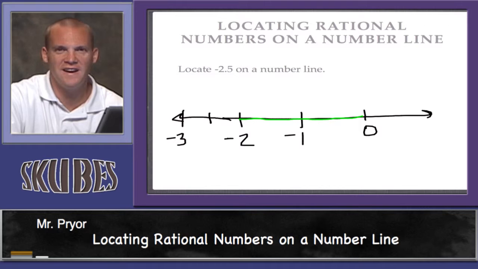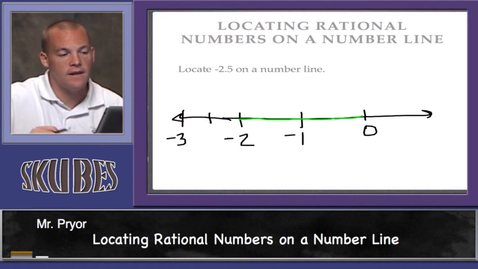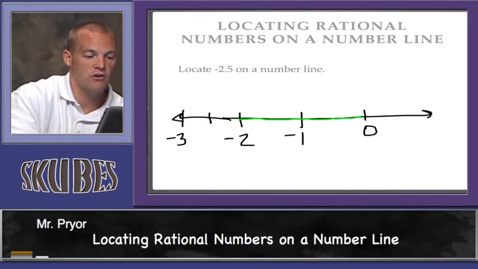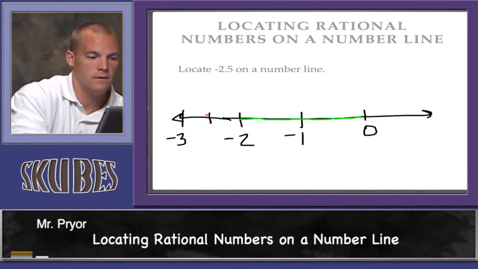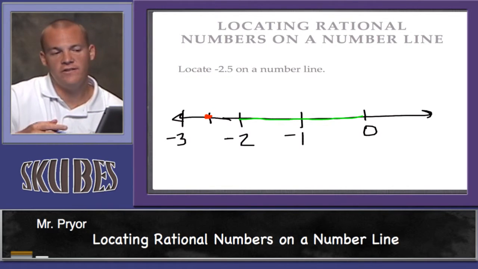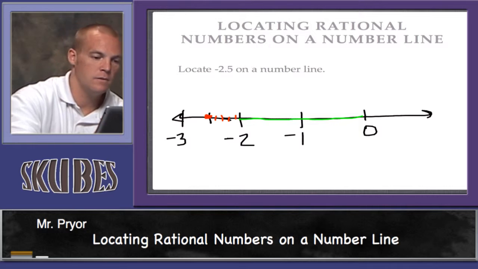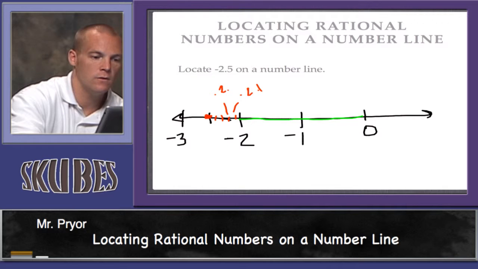And again, we've split it into halves. That's basically how you know you've done that. So at that point, you can go ahead and place your point in the middle at negative 2.5. But just to point a couple things out to you, you also have these little notches in between here. This would be considered negative 2.1. This would be considered negative 2.2.